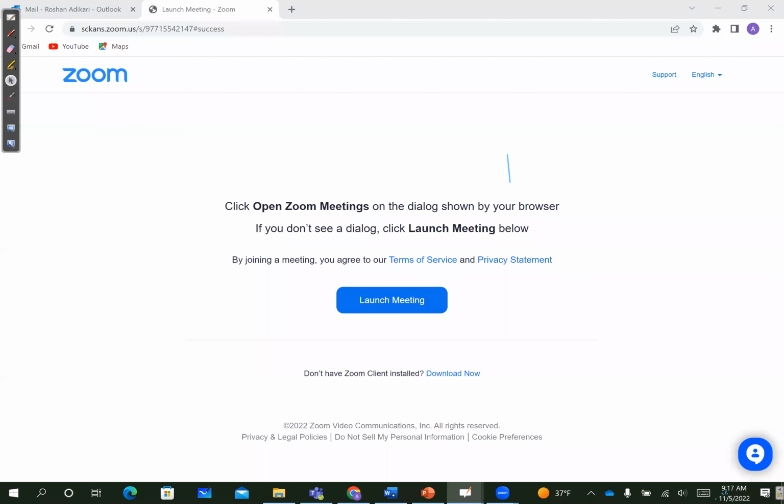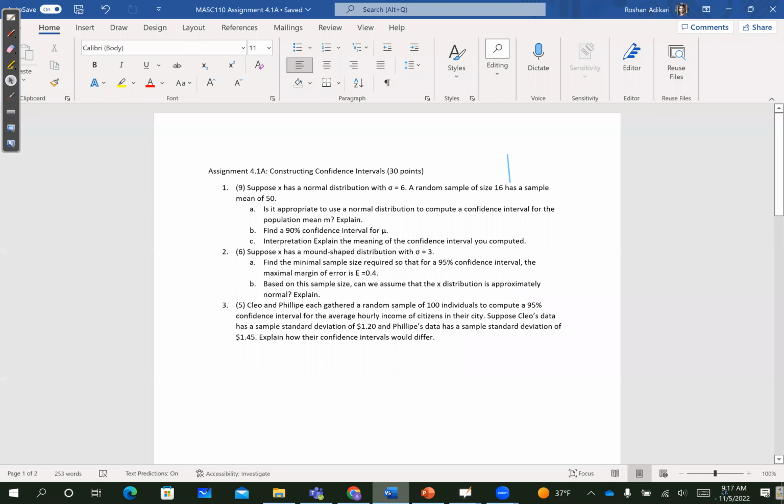Okay, now here is your assignment. First one: suppose X has a normal distribution with sigma 6, a random sample of size 16, and a sample mean of 15. Is it appropriate to use the normal distribution to compute the confidence interval?